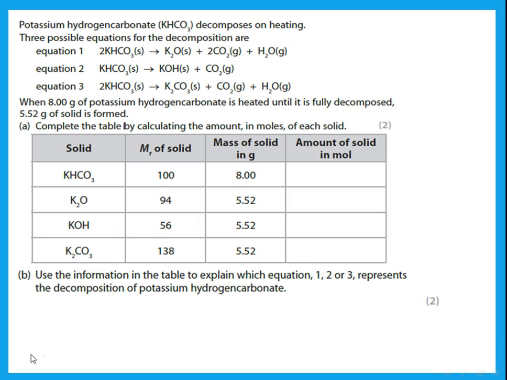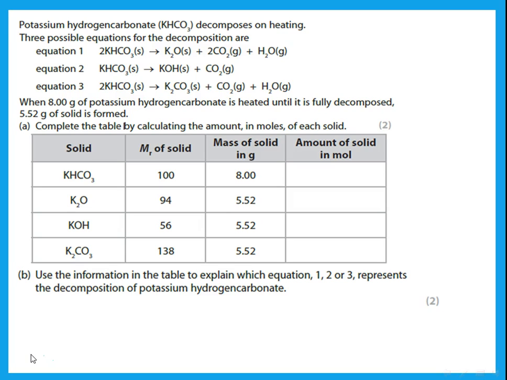So he's starting with potassium hydrogen carbonate, and he doesn't know, is it supposed to give me K2O, or is it supposed to give KOH, or is it supposed to give K2CO3? And he's starting with 8 grams of potassium hydrogen carbonate. And in the end, the solid that comes out, which he doesn't know what it is, K2O or KOH or K2CO3, the solid was 5.52 grams. So he's trying to determine, is this solid K2O or KOH or K2CO3?